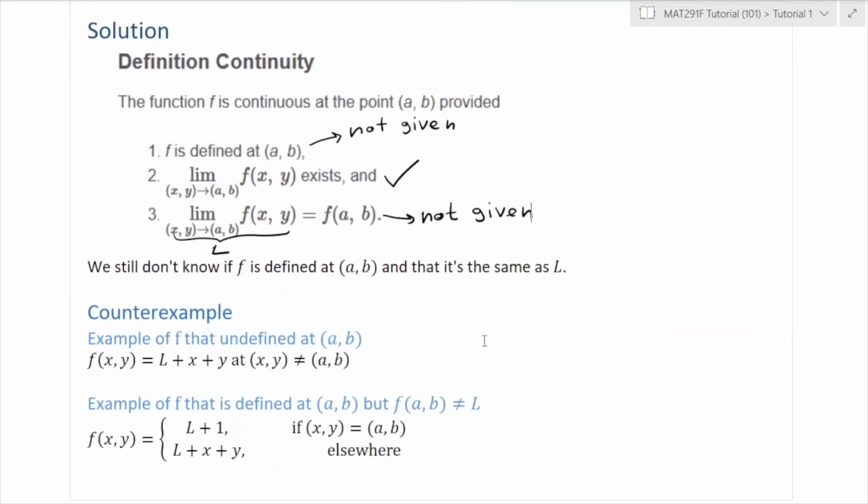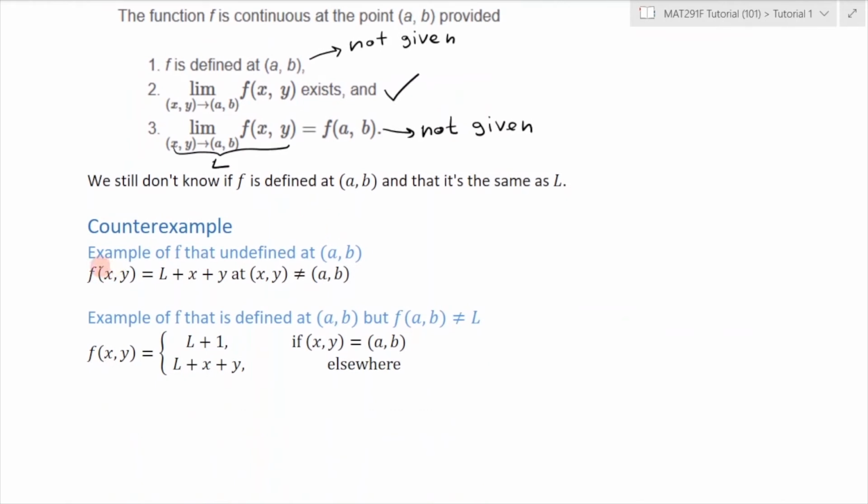Let's get a counterexample. First counterexample is where the function is just not defined at a point AB, and it could be something as simple as this. The function would be L plus x plus y, where AB equals (0, 0) in this case. Because we want the limit to be L, right? Then the limit of this function is L when x and y approach (0, 0), because you can just plug in x and y.